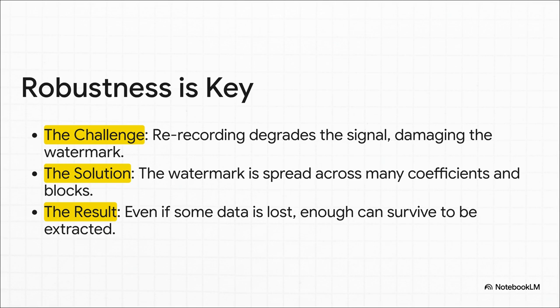The secret is that you don't hide your message in just one little spot. You smash it into tiny pieces, and you scatter those pieces all across the entire video. In thousands of different blocks, using thousands of different coefficients, you spread the risk. That way, even if filming the screen totally messes up one part of the video, there are still enough surviving pieces scattered everywhere else for the algorithm to find them and put the original message back together.